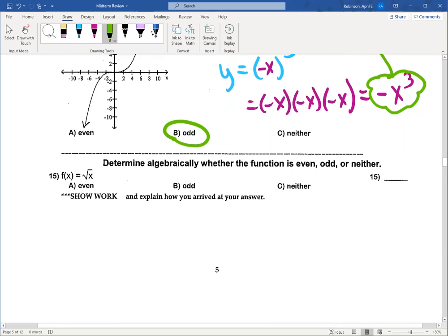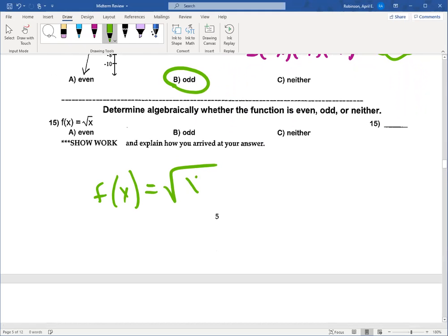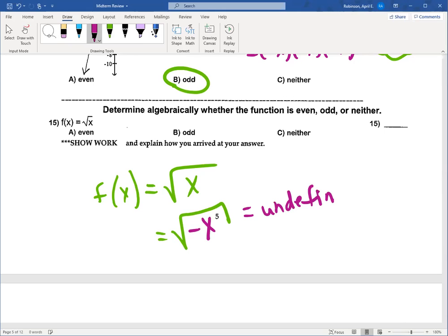And then this one says determine algebraically, which is basically what I just did. This one, 15, should be neither. Yep, it's a C. When I take f of x equals the square root of x, and I replace the x with a negative x, this ends up being undefined. You can't take the square root of a negative x. So you don't get the original function and you don't get the negative of the original function. So this is a neither.